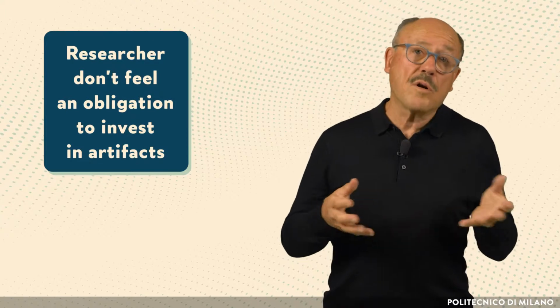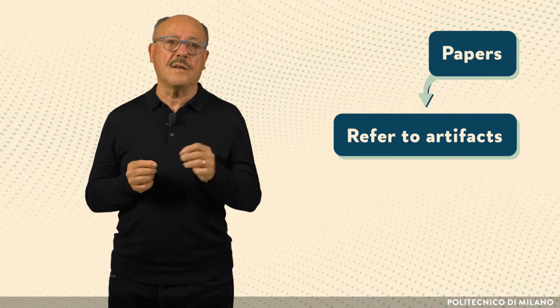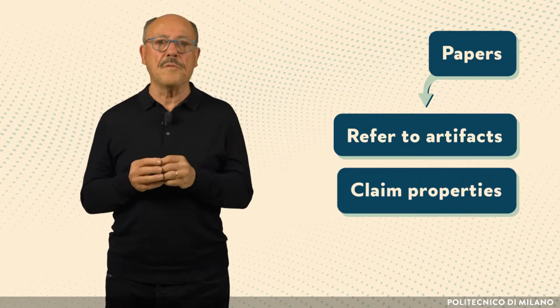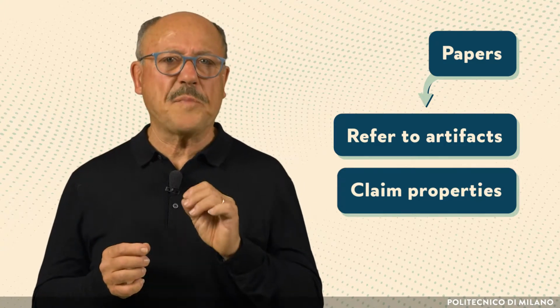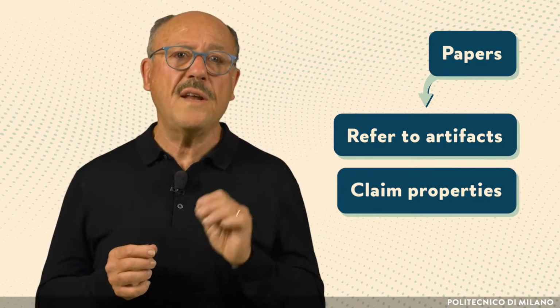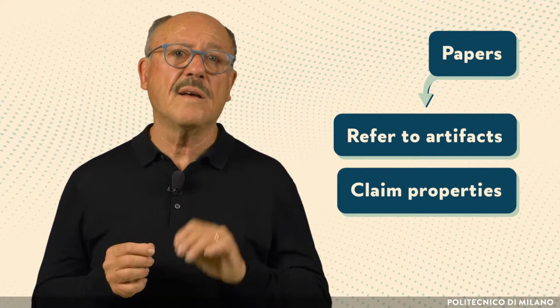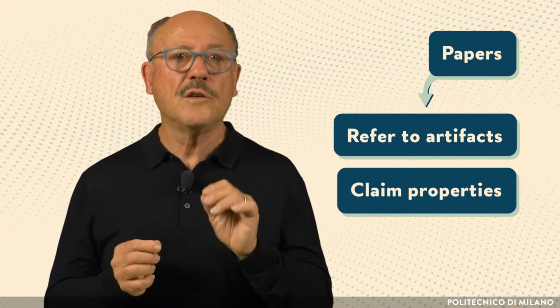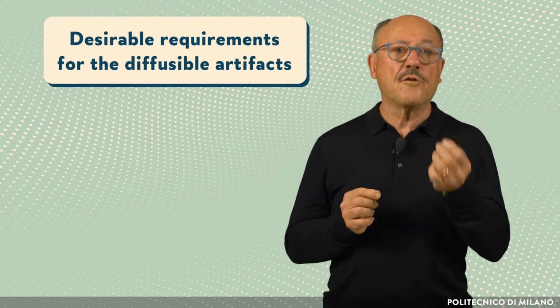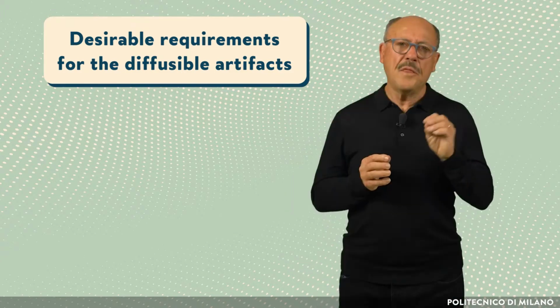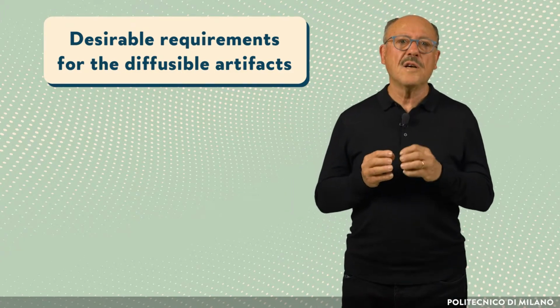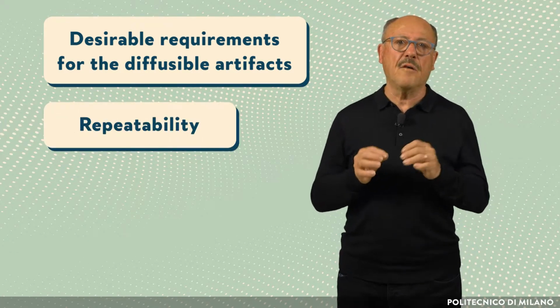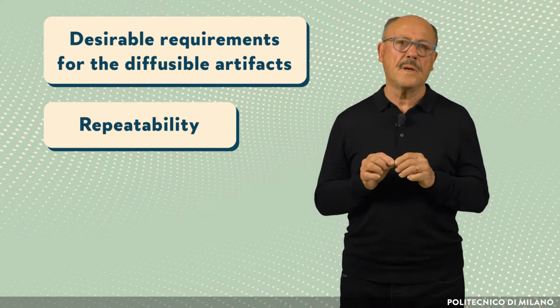they consider more rewarding. On the other hand, papers often refer to artifacts and claim certain properties about them. These raise expectations that are not subject to any formal review and may not stand against attempts by other researchers to build on them. Let us try to better understand which are the desirable requirements for the diffusible artifacts. The bottom line is that the artifact should support repeatability of the uses that are presented in the paper.